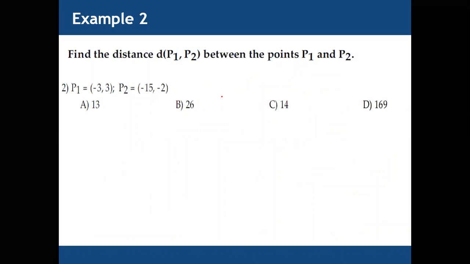Next, we have these 2 points. Which option is correct? How to find the distance between 2 points? Option A, B, C, or D. Which one is correct?